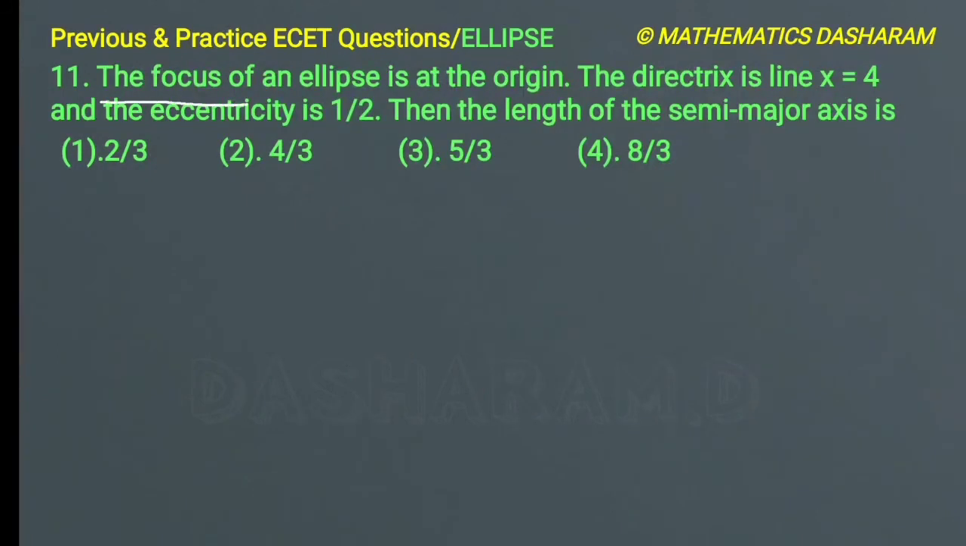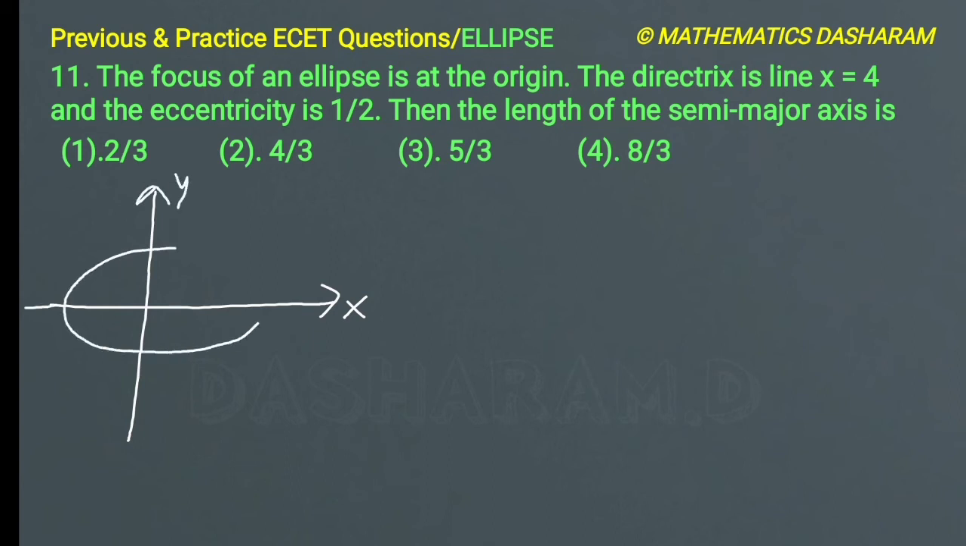11th question: the focus of an ellipse is at the origin. The directrix is the line x equals to 4 and the eccentricity is 1 by 2. Then the length of the semi-major axis is. So generally here x-axis, this is the y-axis, and this is a diagram of an ellipse. And here is actually the foci S. Here is S dash and this is the center C. Next the directrix. So this is a directrix. A fixed line is called a directrix.